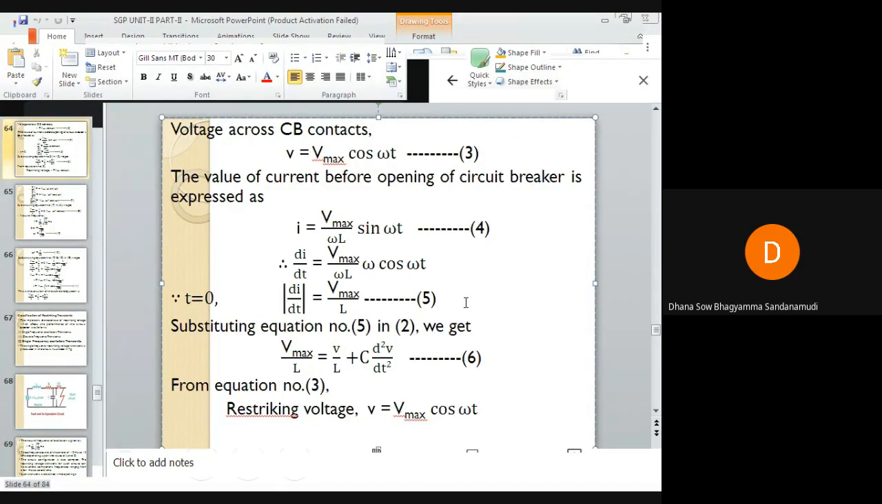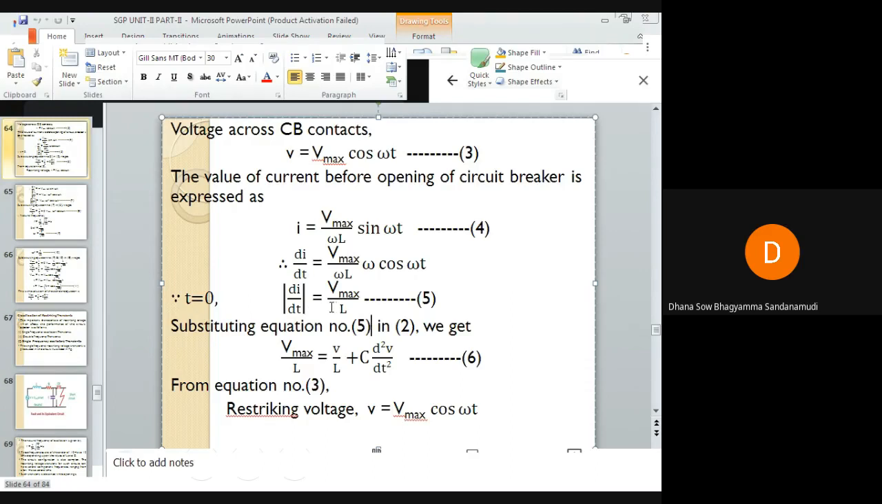Whatever numbering I'm giving, you also give the same numbering. Now this is our equation number 5. Substitute equation number 5 in equation number 2. What is equation number 2? di/dt equals V by L plus C into d square V by dt square.